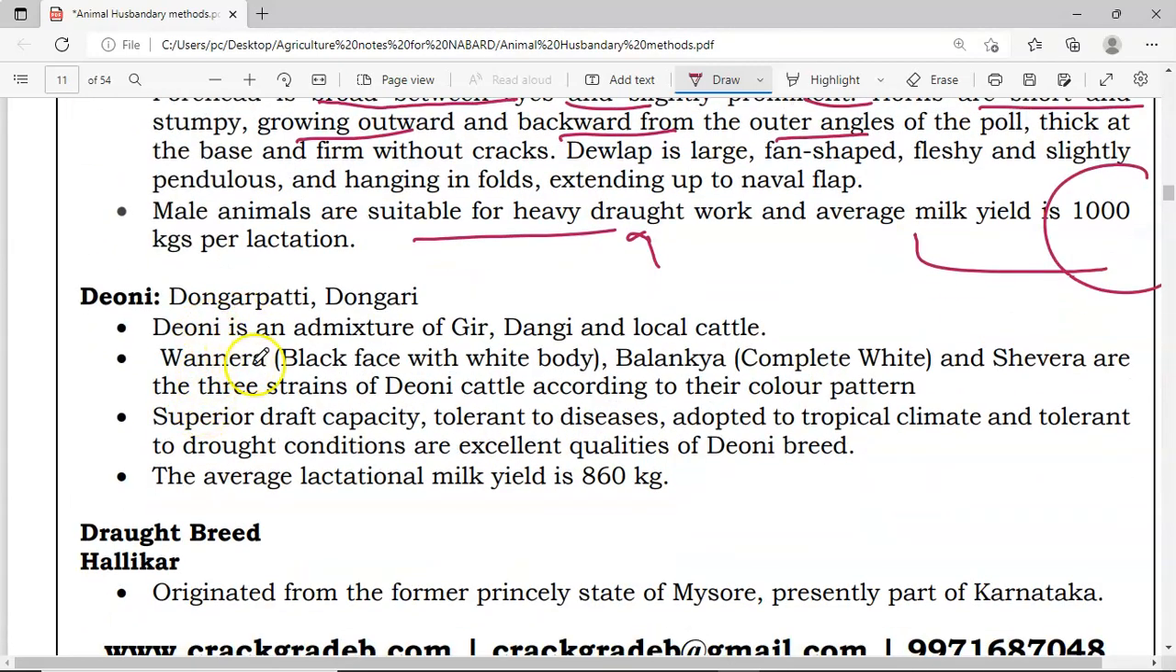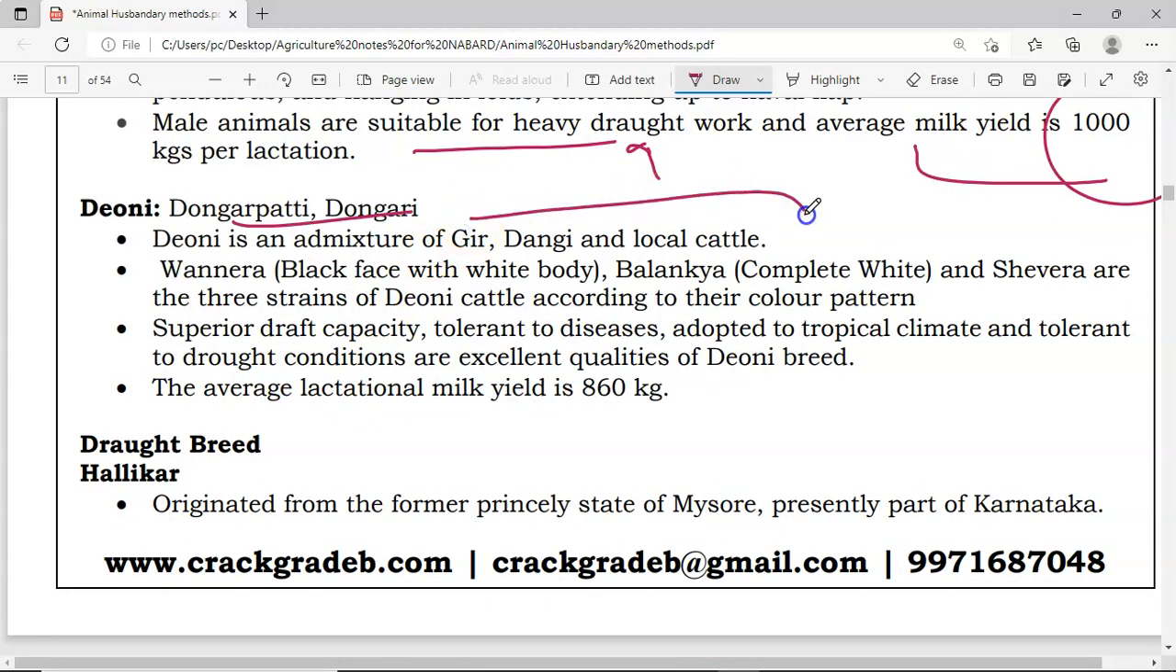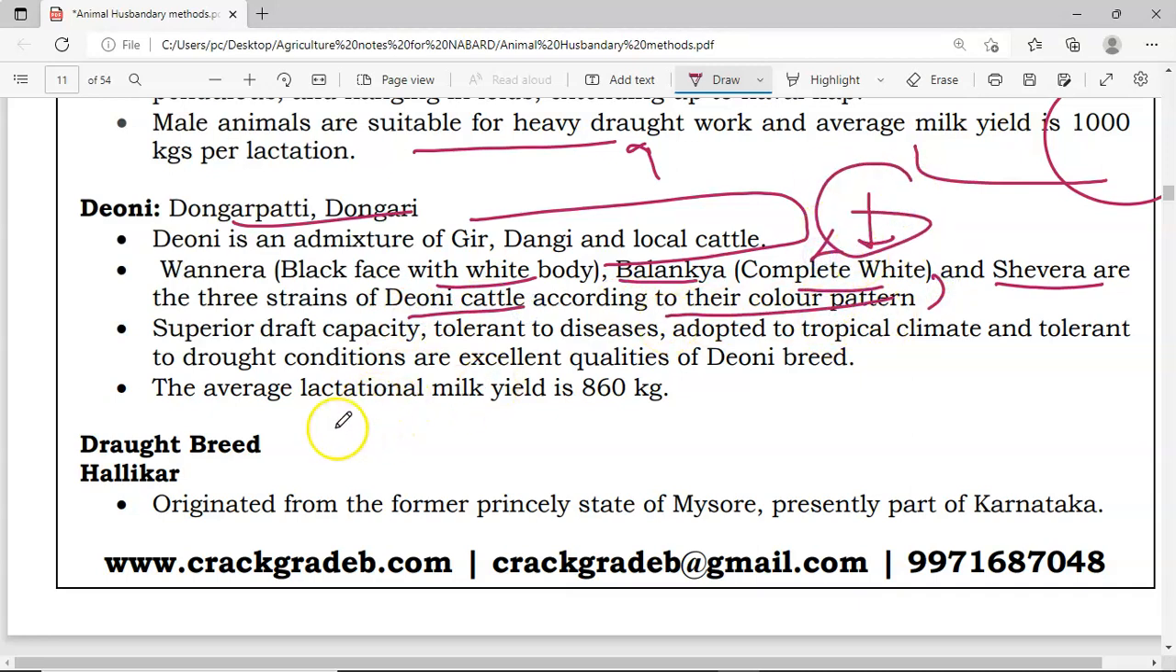Deoni, also called Dongarpatti or Dongari. Deoni is a mixture of Gir, Dangi and local cattle. Vanera, black face with white body, Balankia, completely white, and Shevera are three strains of the Deoni cattle according to their color pattern. So it can be divided according to color pattern. They are very tolerant to disease and tropical climate, and the lactation yield is 860 kg.